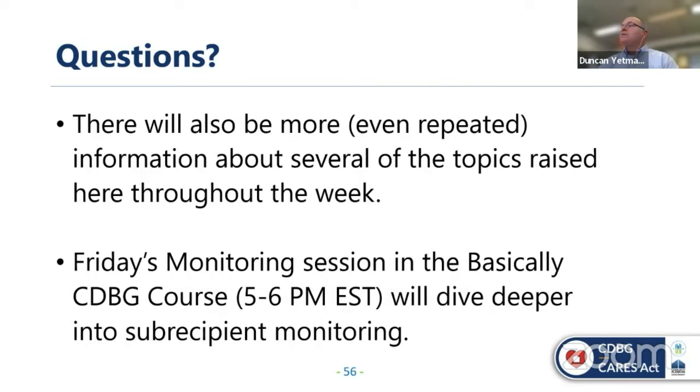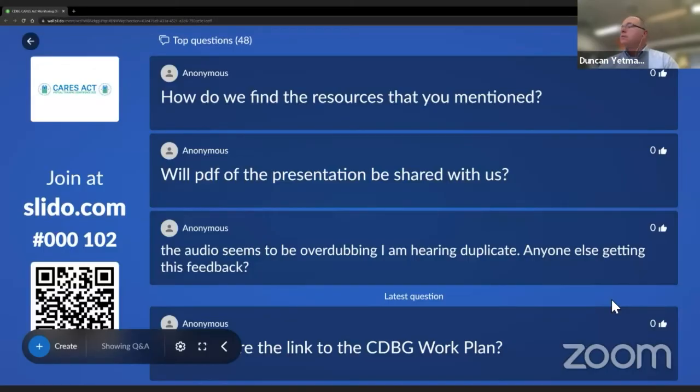Okay, is the risk analysis document you mentioned in the chat? Yes, the risk analysis document is not included in the monitoring handbook. That is found in the HUD Exchange and on HUD Clips. If you scroll back through this chat, you will see a link that someone has provided to that document from the HUD Exchange, but it is also in HUD Clips.